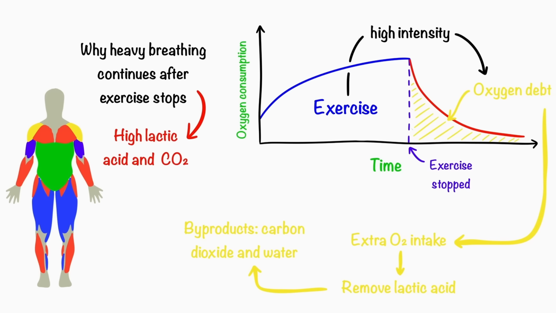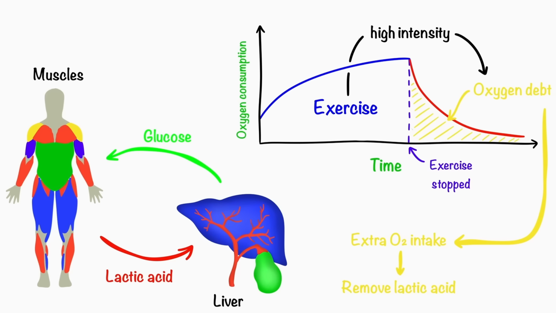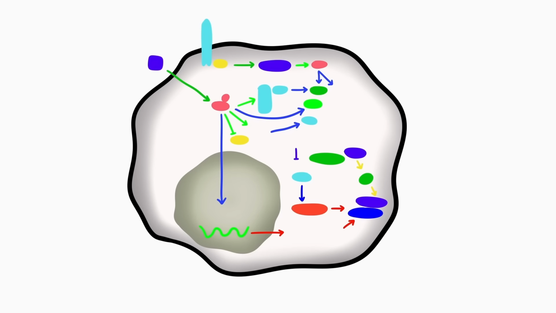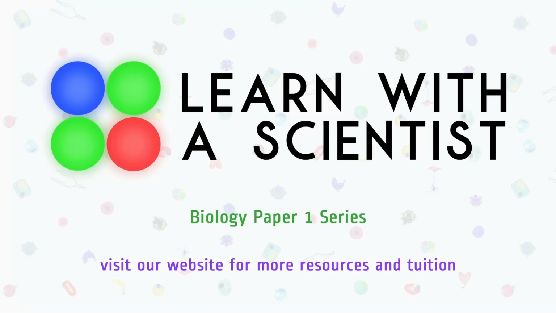Your pulse and breathing rate stay high while there are high levels of lactic acid and carbon dioxide in your blood. Your body also has another way of coping with lactic acid. Blood that enters your muscles transports the lactic acid to the liver. In the liver, the lactic acid is converted back into glucose. Understanding respiration helps us appreciate how our bodies produce the energy needed for everything from basic cellular functions to intense physical activity. In our next episode, we'll explore metabolism.